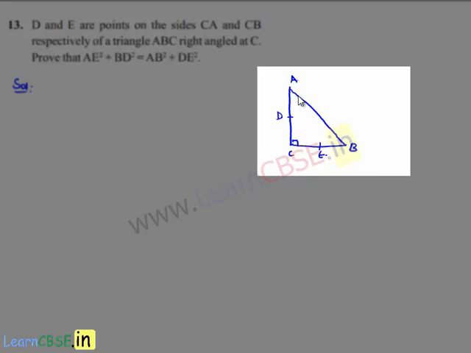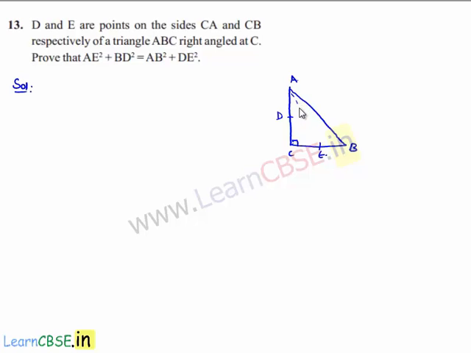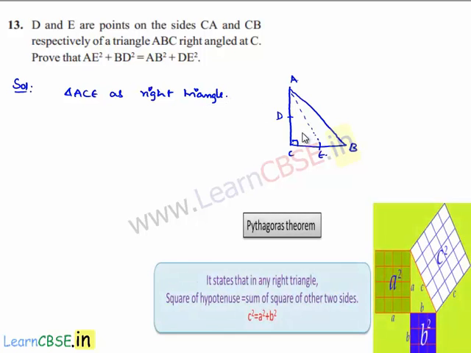let us join AE, then we get triangle ACE as a right angle triangle. Now in a right angle triangle we know that hypotenuse square is equal to the sum of squares of the other two sides. We can write AE square is equal to AC square plus CE square. Let it be equation number 1.